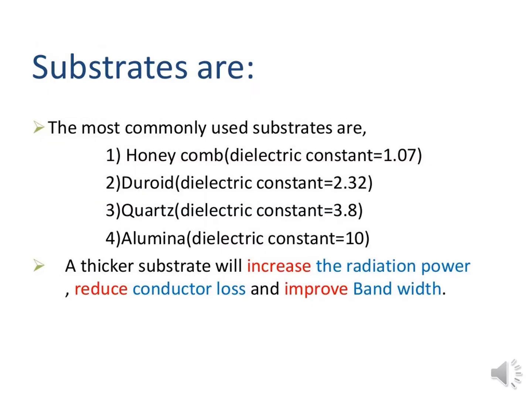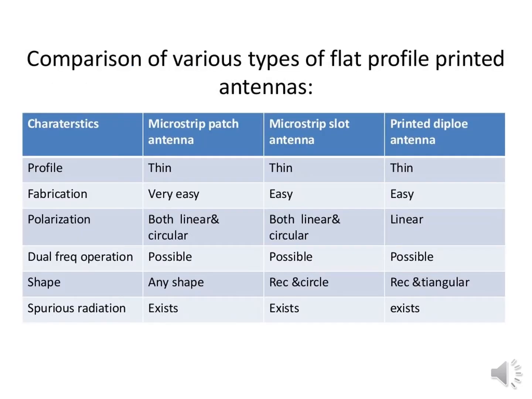There are different types of substrates like honeycomb, duroid, quartz, alumina. Each substrate has a different dielectric constant: honeycomb 1.07, duroid 2.32, quartz 3.8, and alumina a dielectric constant of 10. A thicker substrate will increase the radiation power and reduce the conductor loss, as well as improve the power bandwidth.